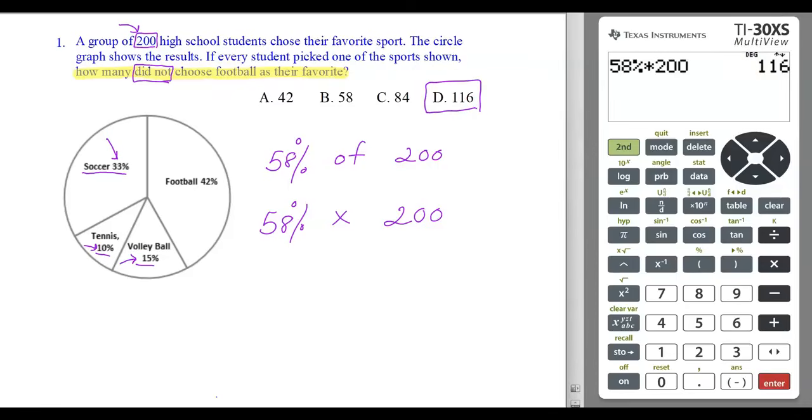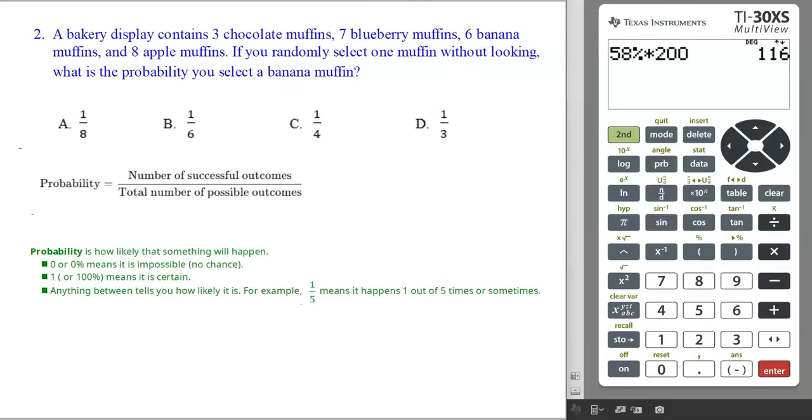Let's move to question number 2. Question 2. A bakery display contains 3 chocolate muffins, 7 blueberry muffins, 6 banana muffins, and 8 apple muffins. If you randomly select one muffin without looking, what is the probability you select a banana muffin? Let's highlight the final question. What's the probability you select a banana muffin?